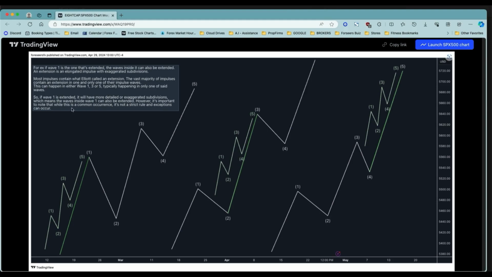However, it's important to note that while this is a common occurrence, it's not a strict rule and exceptions can occur. In other words, you can have a little bit of everything. You can even have pretty vast corrective waves. So the corrective waves, like corrective wave 2 right here, could be fairly extended, although that's not very common. And sometimes, very rarely, you can have all of them be extremely elongated or extremely extended. It doesn't always happen, but it can happen.